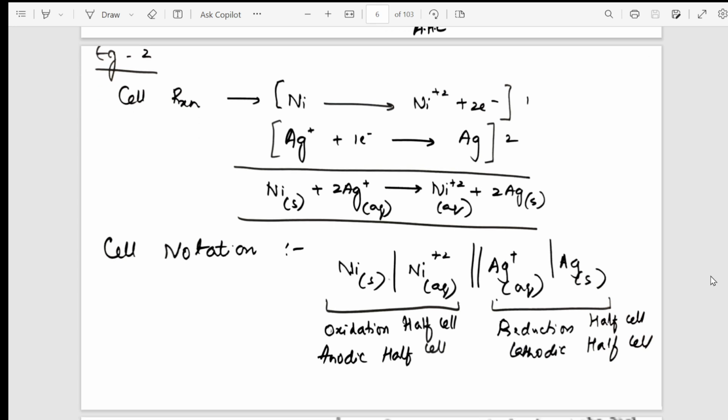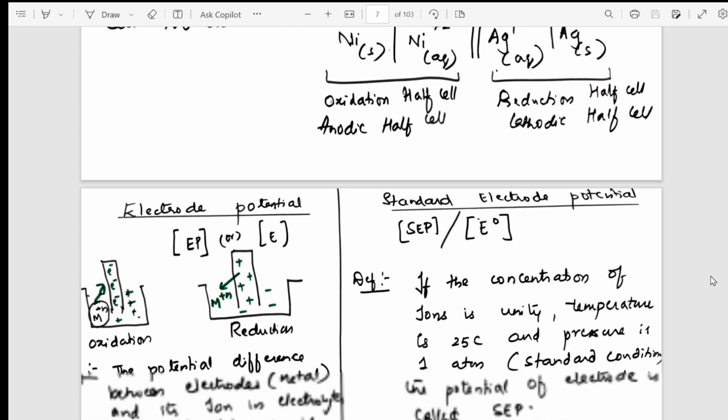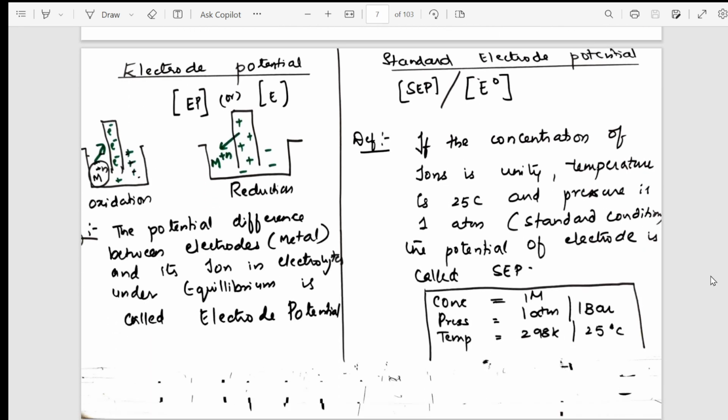From there, gradually I have taken you into electrode potential and standard electrode potential. The definitions are given adjacent to each other, so that when the examiner asks you, you know the basic difference between both. Below, as mentioned in the box, what the concentration, the pressure, and the temperature should be, everything is given.